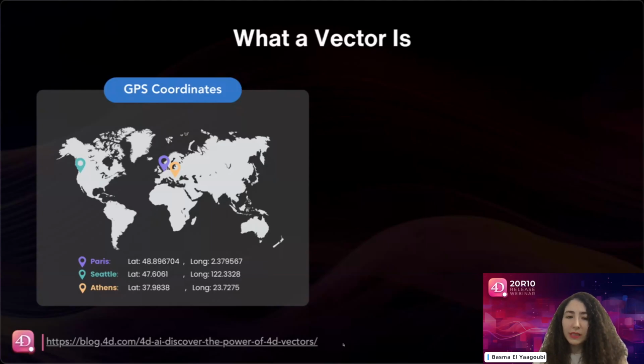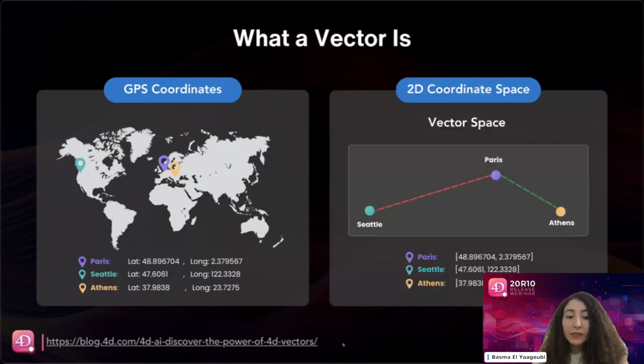No keywords needed. Now, if you take those two numbers and plot them on a grid like a 2D space, you get a point that marks exactly where Paris is. That's what we mean by a 2D vector. Two numbers working together to define a position in two-dimensional space. And of course, a vector doesn't stop at two numbers. It can hold many more.